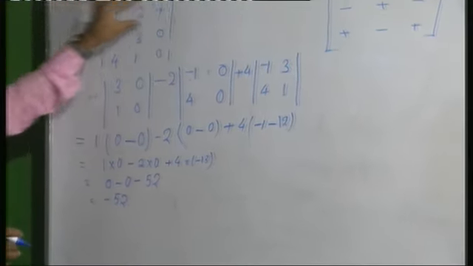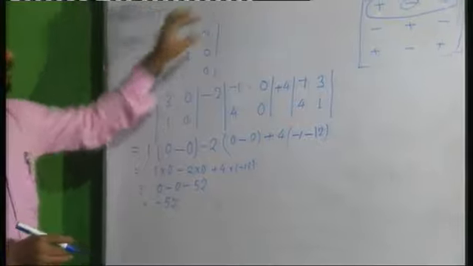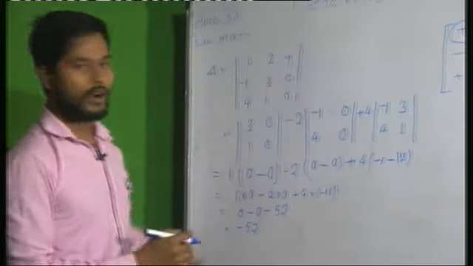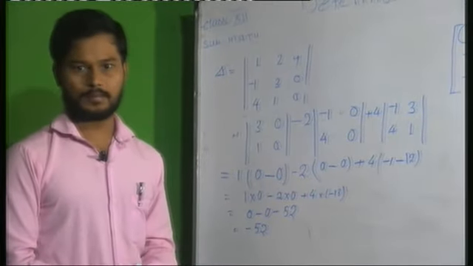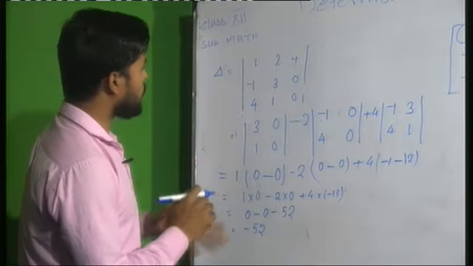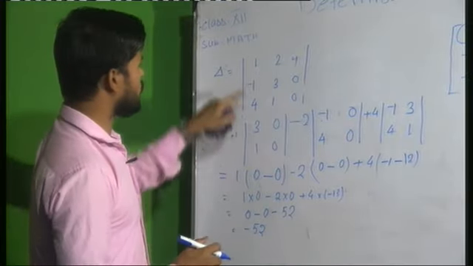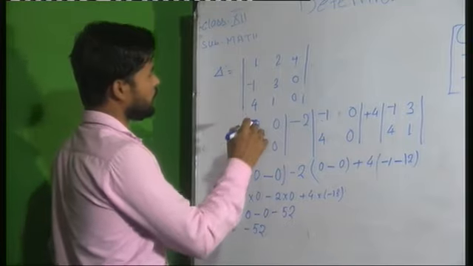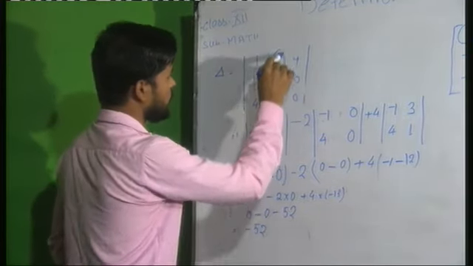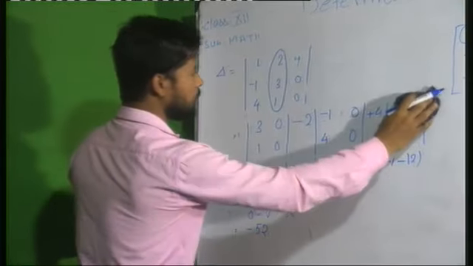If we expand the determinant along the first row, now instead of the first row we can choose any other row or column, the result will be the same. I am showing you. If I expand the same determinant with respect to, suppose, this column, then what happens?